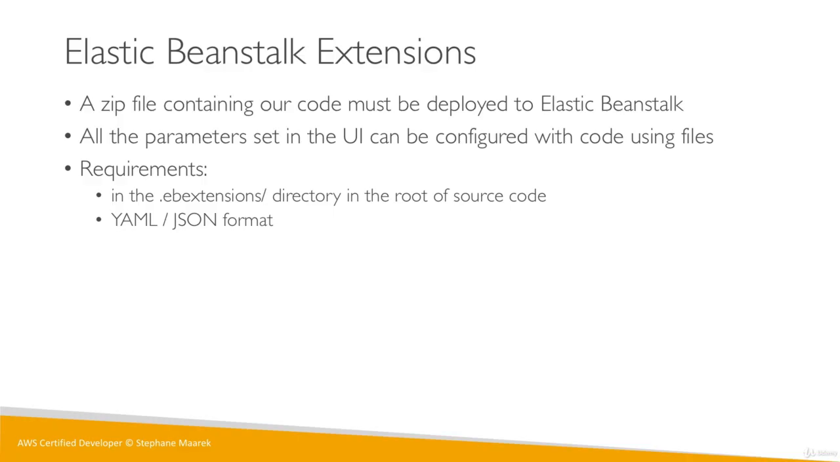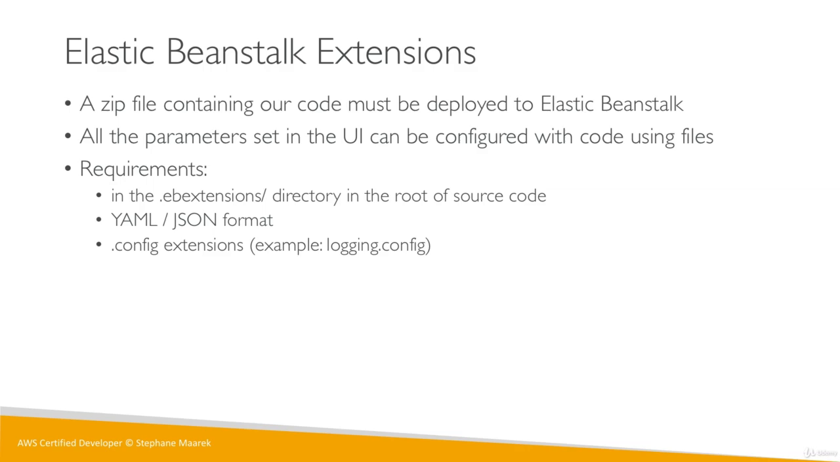The format of the files within that directory must be YAML or JSON. We've seen JSON before. YAML is just a markup language. You can Google it real quick and get a small tutorial on it. It's actually quite easy and nice to read. The files must end with the .config extension, for example, logging.config. You can name the file whatever you want, okay?